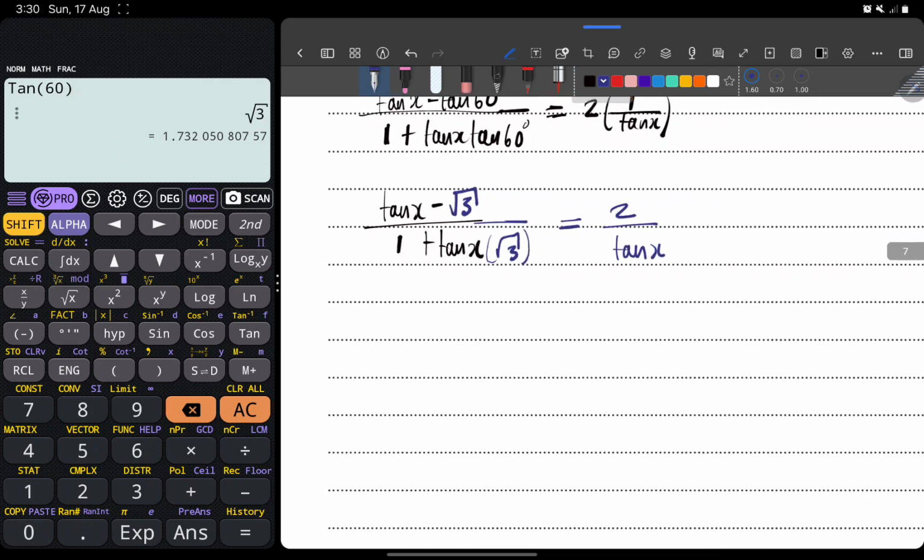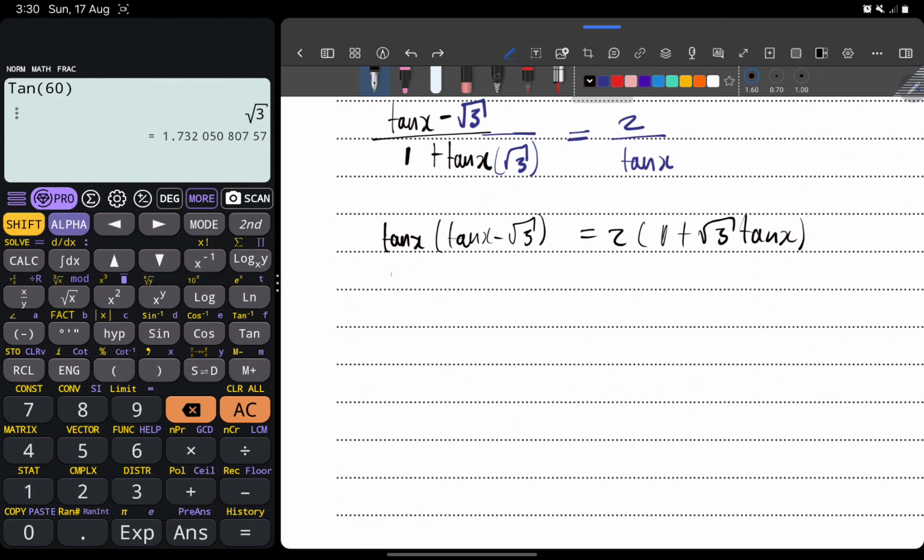There we have it. So what are we going to have now? We just simplify, right? We cross multiply these things. We are allowed because we have a fraction on the left and a fraction on the right. So we're going to have tan x multiplying tan x minus root 3 being equal to 2 multiplying 1 plus root 3 tan x, because tan x times root 3 is just root 3 tan x here. This one is root 3 tan x. It's going to multiply the 2, okay? Then this will multiply this. So that's what you do. It depends on you.